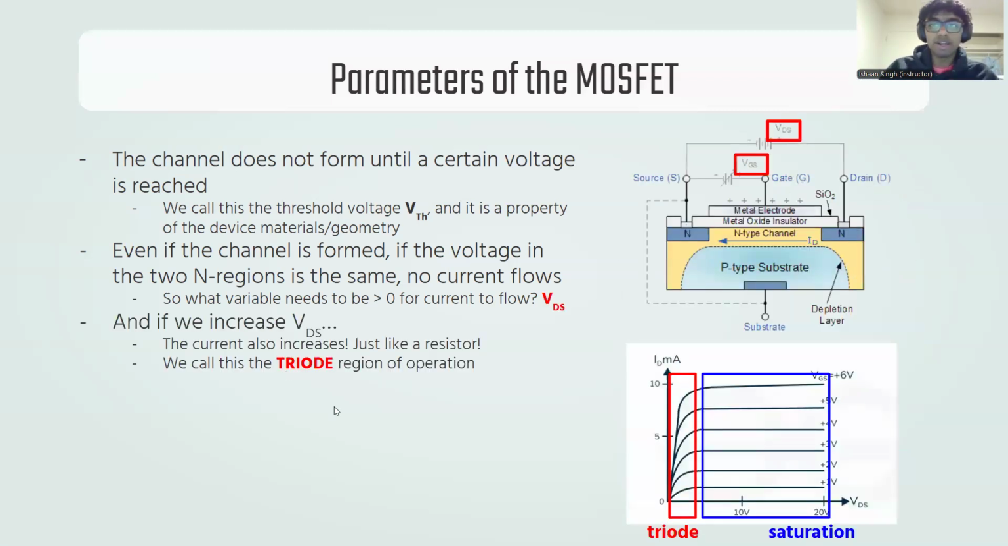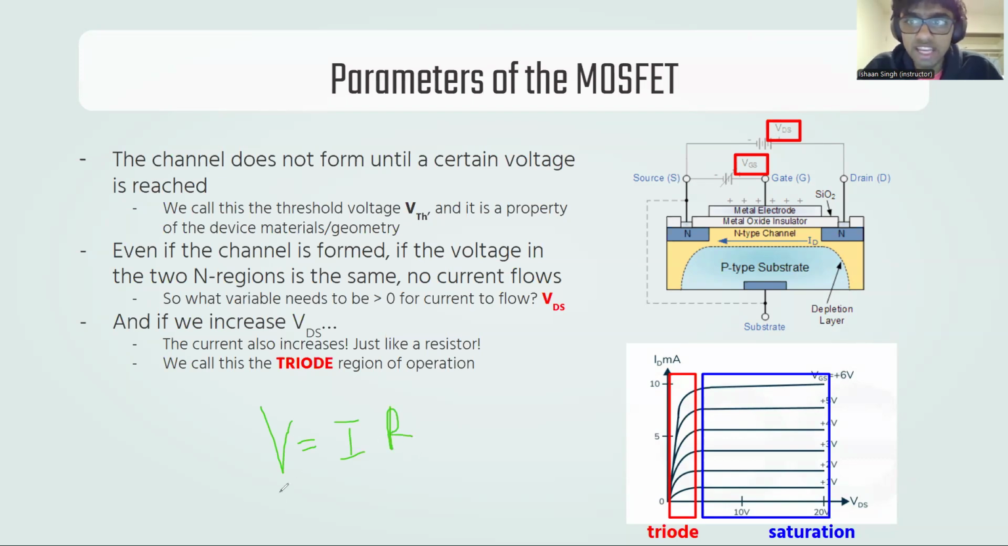Now, if we increase VDS at a given gate voltage, the current will also increase, just like a resistor. Remember for a resistor, V equals IR. So R is set, and if I increase V, I also increase I. We get the same behavior here, but only to a point. Eventually, for a given channel length, we're sending so much current through that channel that we can't fit any more current in there. We call that saturation, and that's this part of the curve. We're trying to push so much current through, but we reach the maximum. You can't fit any more current.